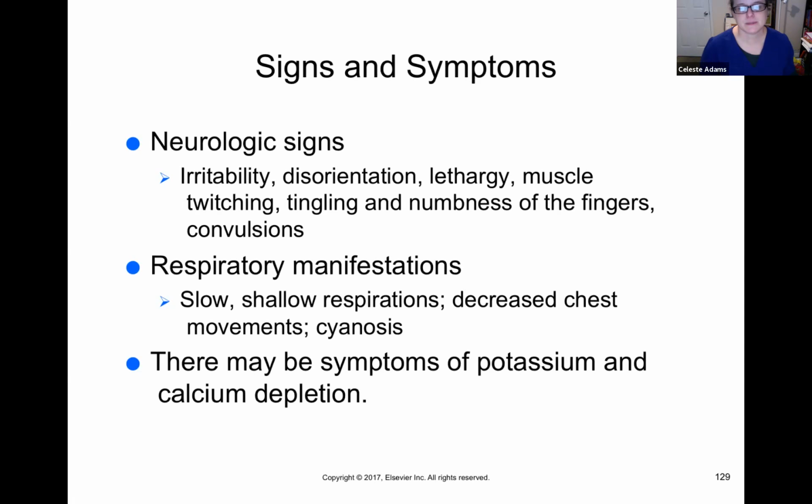And there may be symptoms of potassium and calcium depletion when you have metabolic alkalosis, because like I said, too much base, not enough potassium. Bicarb and potassium work opposite. So not enough potassium, not enough bicarb. Same thing with calcium. So symptoms of potassium and calcium depletion may be present.